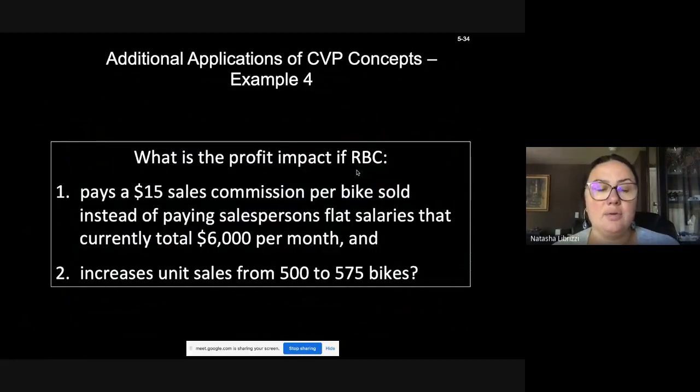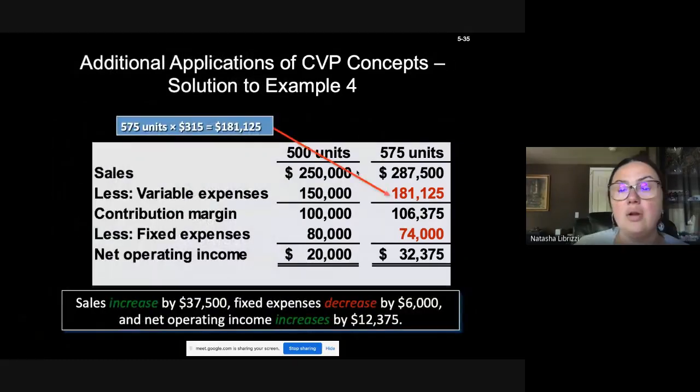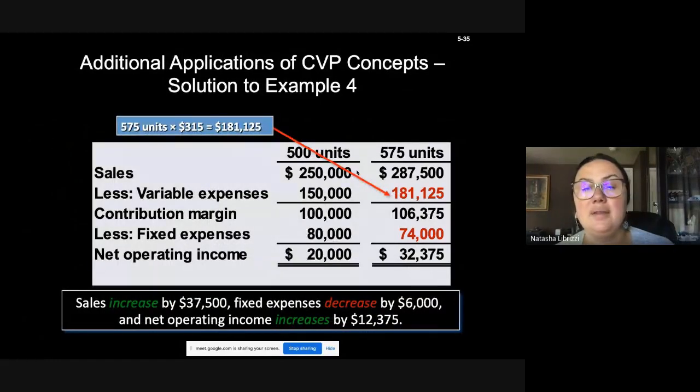Let's look at another situation. Let's say we're going to pay a $15 sales commission per bike. And remember, if it's per bike, per unit, that's a variable cost. So variable cost just increased by $15, instead of paying salespeople flat salaries, which currently are $6,000. So we have taken away $6,000 of fixed cost and increased variable cost by $15. We have increased unit sales from 500 to 575, and overall, it's going to have a positive impact.